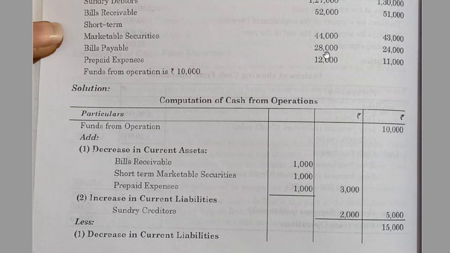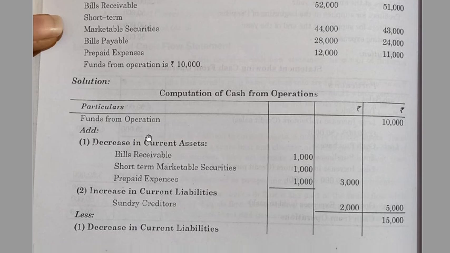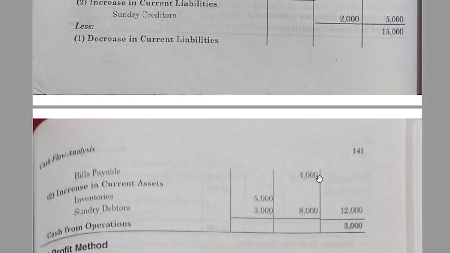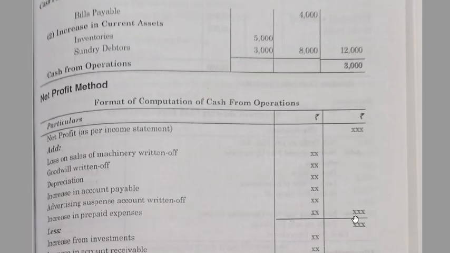Bills payable, last year it is 28,000, this year it is 24,000. So bills payable will be considered 4,000. Any increase in current assets. So if you see in the question, inventories has increased by 5,000 and sundry debtors has increased by 3,000. So total is 8,000. So the resultant figure is 12,000. So 15,000 minus 12,000, 3,000 is your cash from operation.